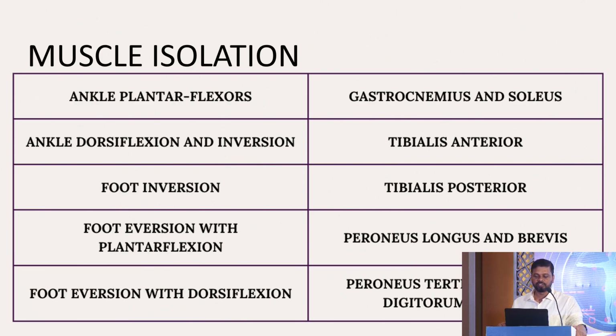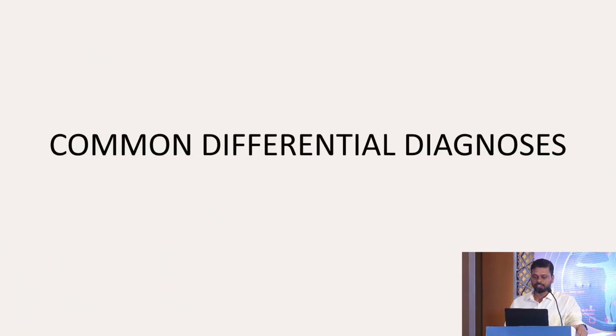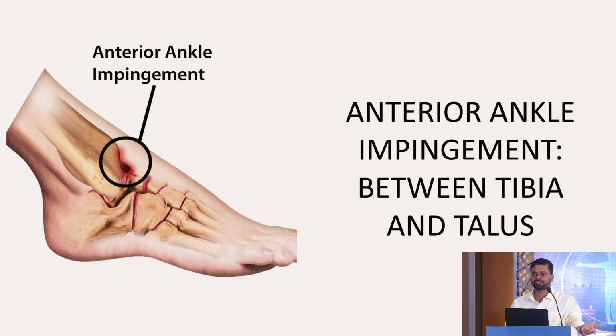Foot eversion with plantar flexion: peroneus longus and brevis. Foot eversion with dorsiflexion: peroneus tertius, extensor digitorum longus. So these are the muscles which are surrounding the ankle joint. So you need to know the details of common differential diagnosis. I will just read out the.